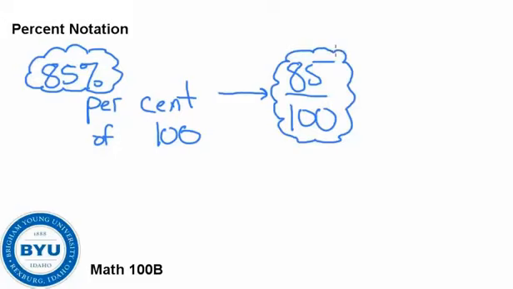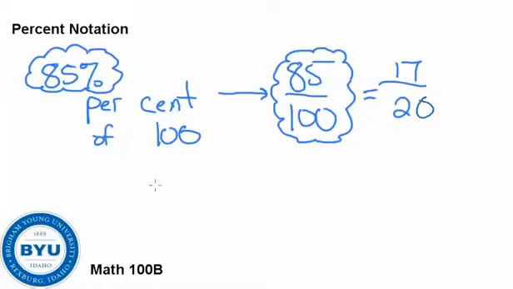In fact, this tells us that if we had 100 members of the church, 85 of them would live within 200 miles of a temple. This fraction can actually be simplified if we divide 5 out of the top and the bottom. If we divided by 5, we'd get 17 over 20. So we can convert any percent into a fraction simply by writing over 100, because that's what percent means.